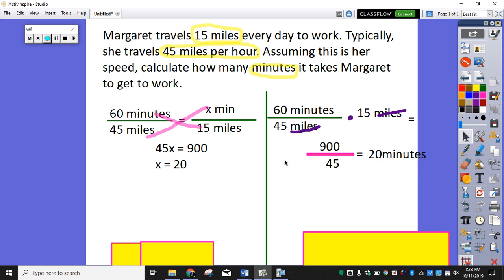So you could either treat it as a proportion, you could treat it as a unit conversion. Either way, you get the same result. It would take Margaret 20 minutes to get to work.